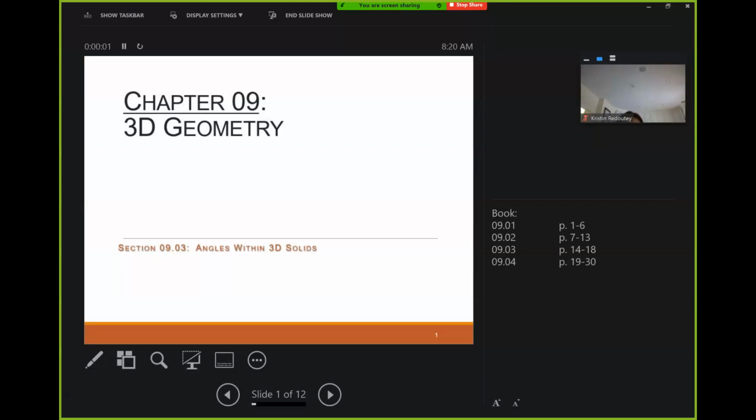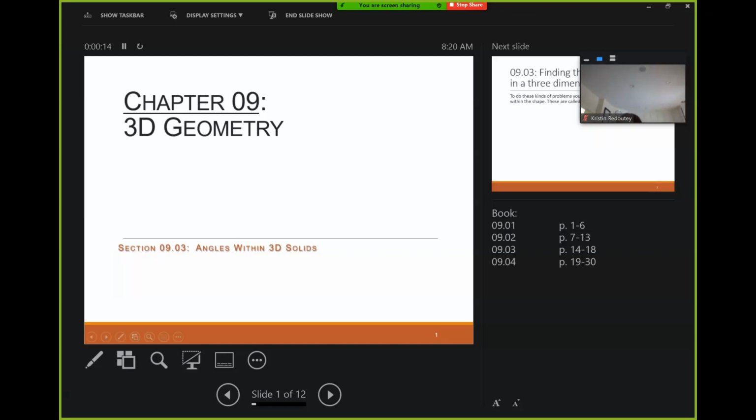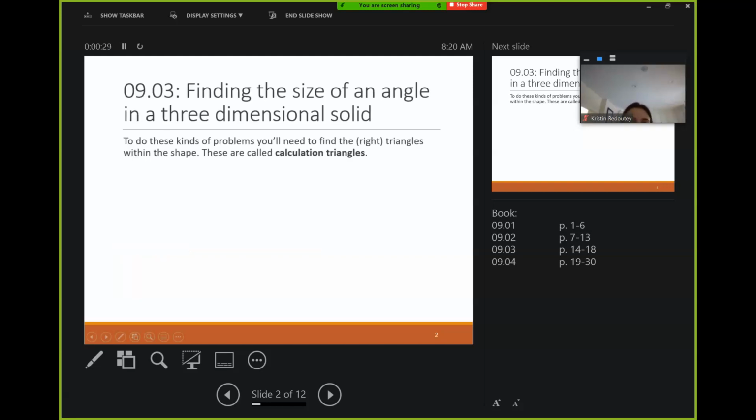Yes. Okay. Next up, we're going to be talking about angles within 3D solids. So not substantively different than what we've just been working on, except instead of looking for lengths all the time, we'll be looking for angles here. Again, we're going to be mostly looking for calculation triangles.